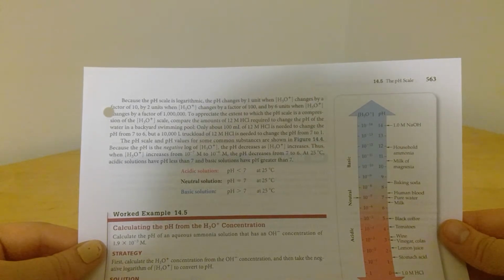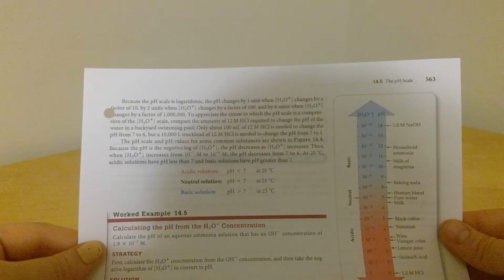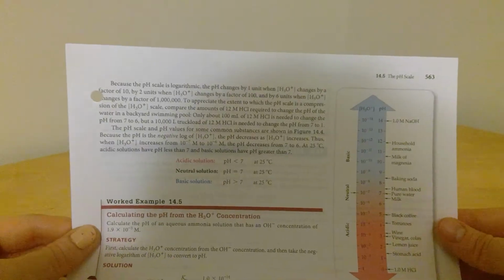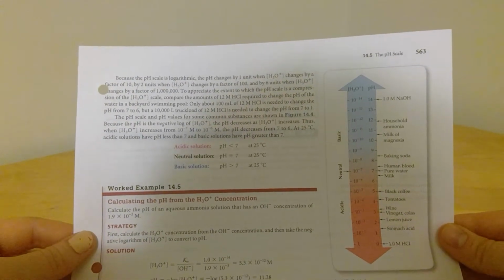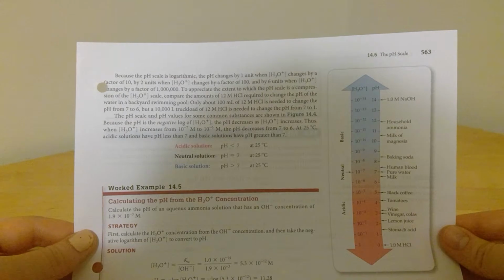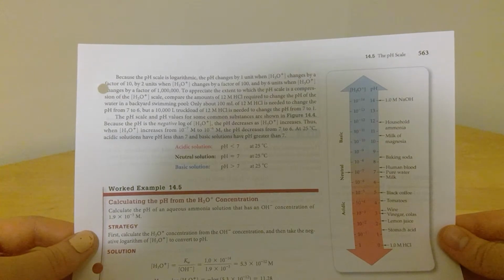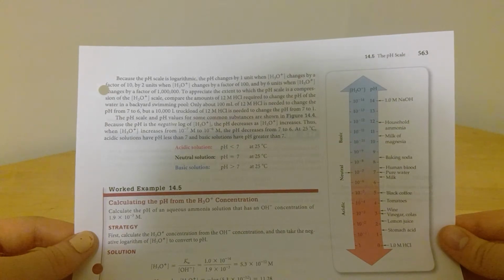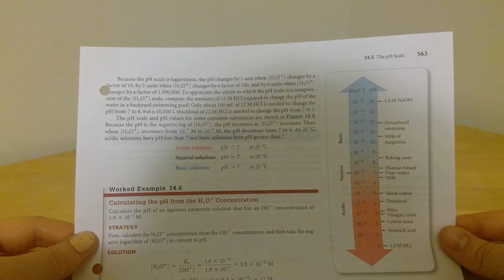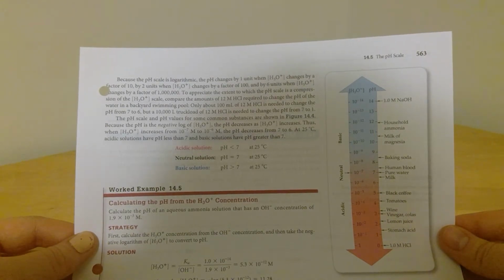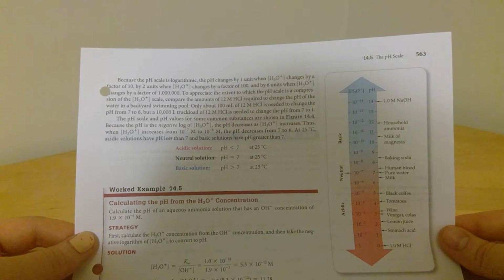The pH scale and pH values for some common substances are shown in Figure 14.4. Because the pH is the negative log of [H3O+], the pH decreases as [H3O+] increases. Thus, when [H3O+] increases from 10 to the negative 7th M to 10 to the negative 6th M, the pH decreases from 7 to 6. At 25 degrees Celsius, acidic solutions have a pH less than 7 and basic solutions have a pH greater than 7.